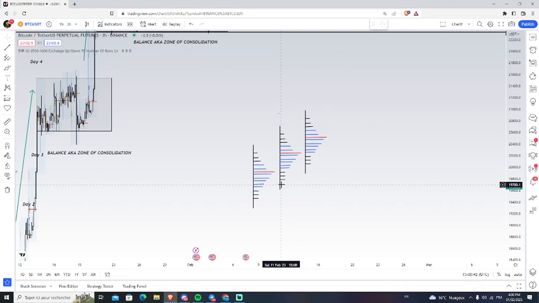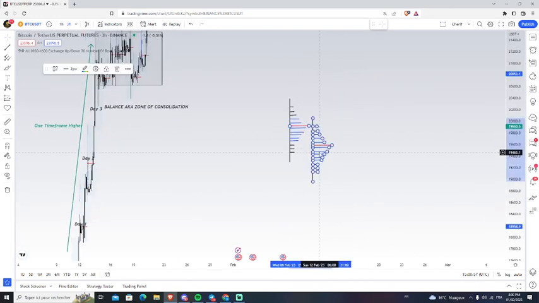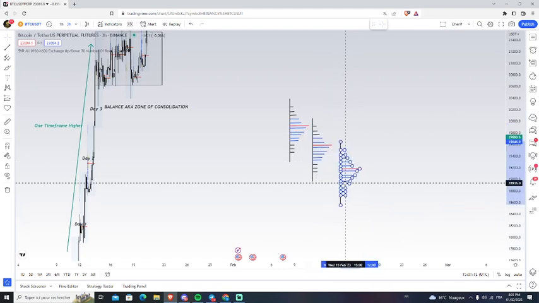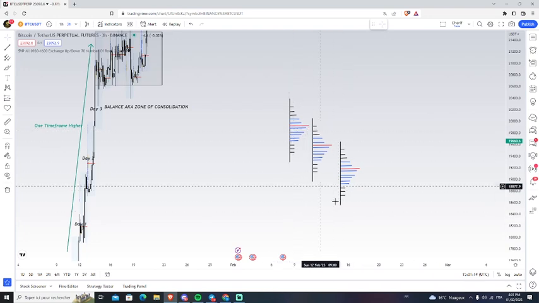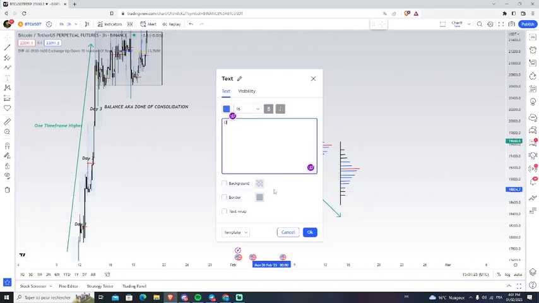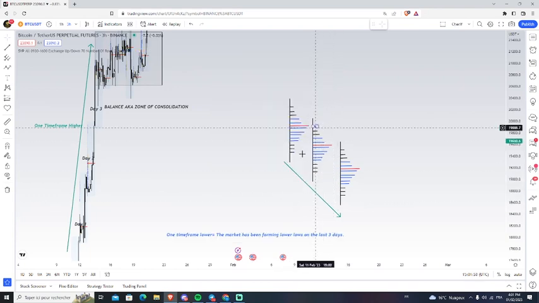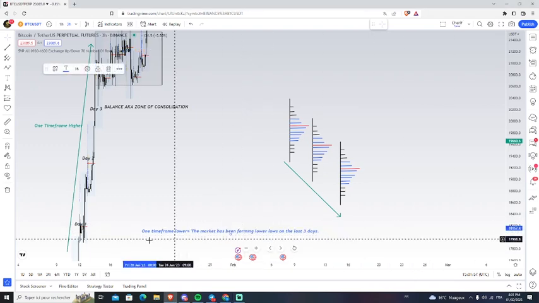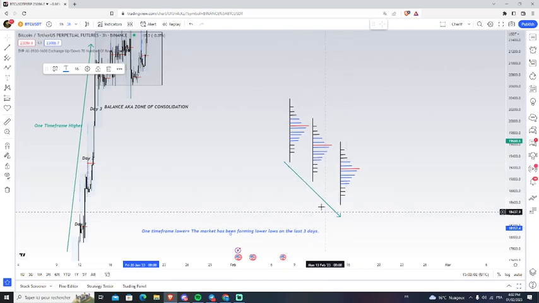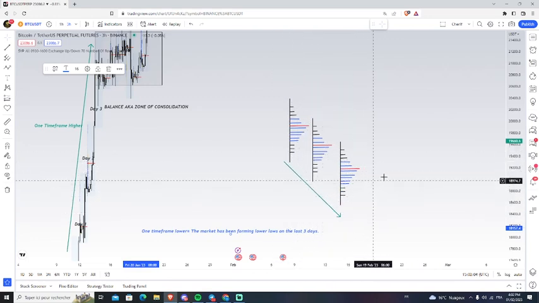Or for example, if we go like this, hold on, it formed a lower low, and on the third day it has formed another lower low, it means that it's forming a one time frame lower. As you can see, this is a one time frame lower. So basically, what a one time frame lower means is that the market is forming lower lows on the last 3 days in a row.